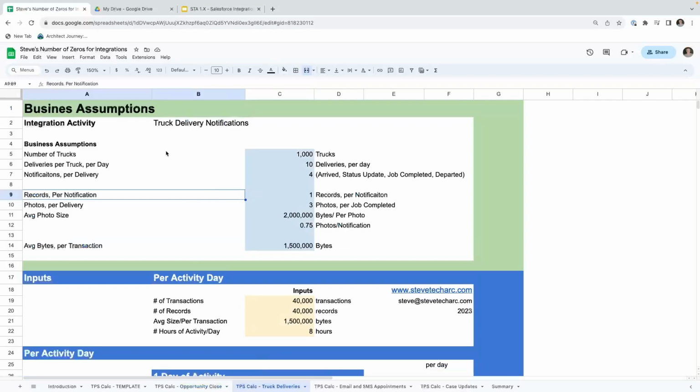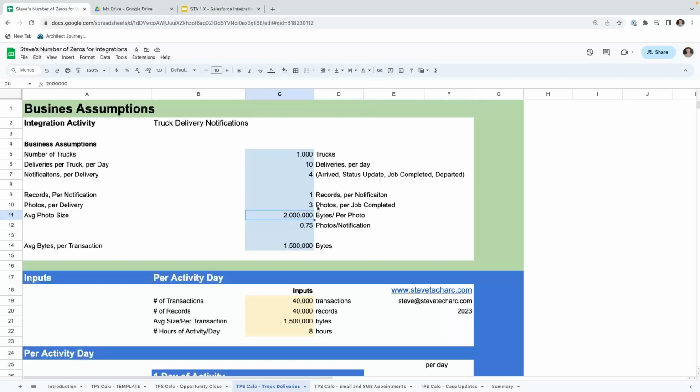We're going to be looking at truck deliveries. And there are 1,000 trucks delivering 10 times per day. And they're going to be sending us notifications: an arrived notification, a status update notification, a job completed notification, and a departed notification. At the end, on the job completed, they're going to send us 3 photos, average of 2 megs per photo.